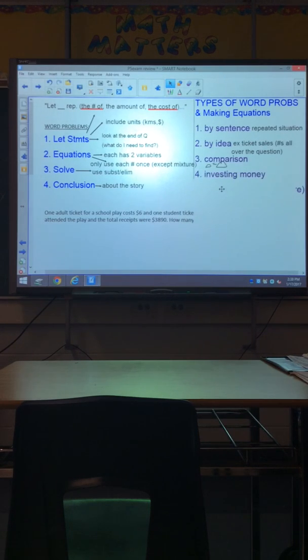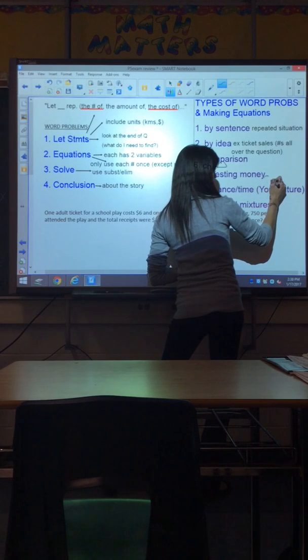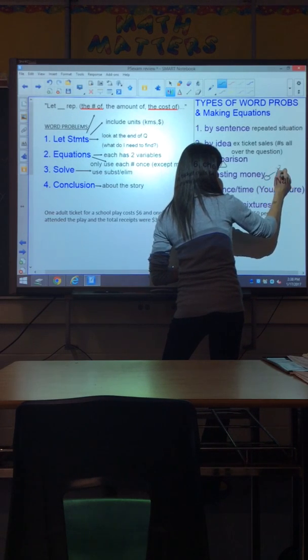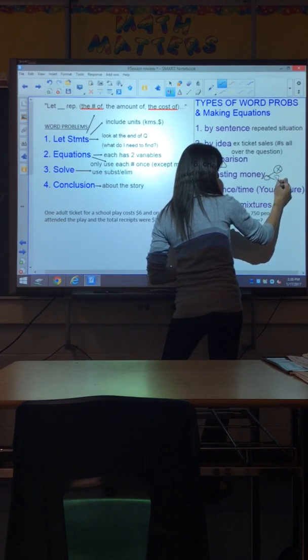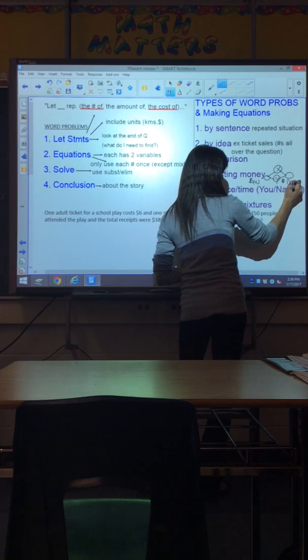Then we have the specific types. We've got investing money, distance and time with current, and we have the mixtures questions. So we've gone over examples of all of those. Remember that when we did the investing questions, you guys liked the diagram. Money goes into 2 accounts. We've got X and Y. Remember this? Right? And then we made money. This is your money in, and this is your money out.